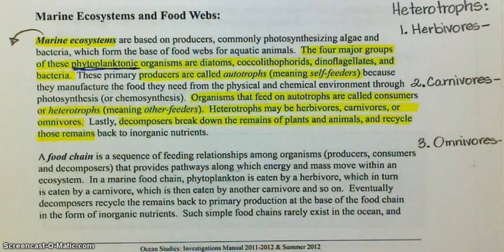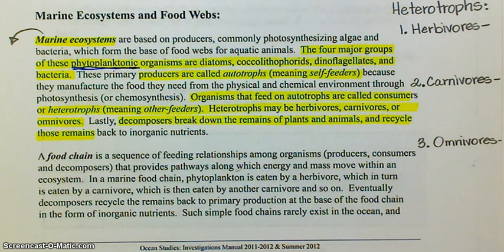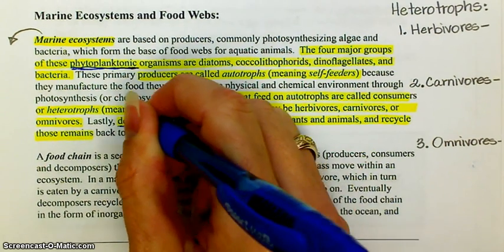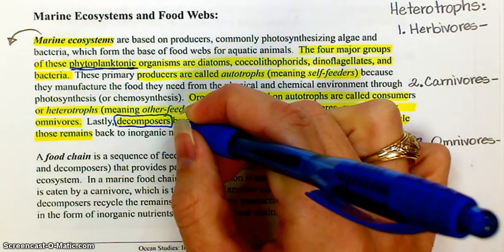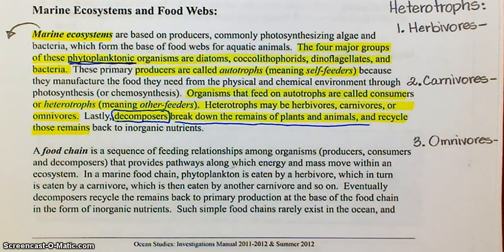And then last but not least, it doesn't really fall into the consumer category, but it definitely doesn't fit in the producer category either, and that is decomposers. Okay? Decomposers break down the remains of plants and animals. That's their job. And instead of writing decomposers out again, just know that that's another type. Some people, I guess, call them or consider them heterotrophs because they don't feed themselves. So, maybe that's your fourth type.